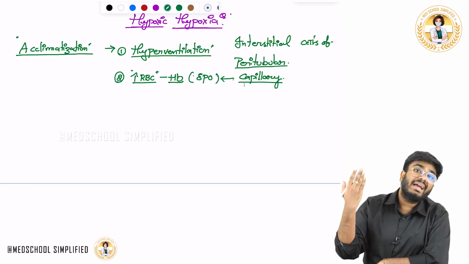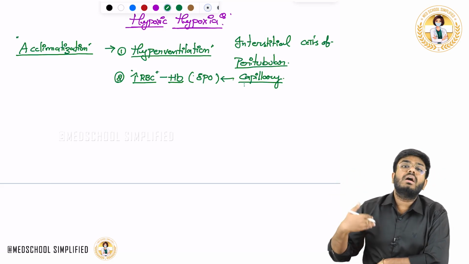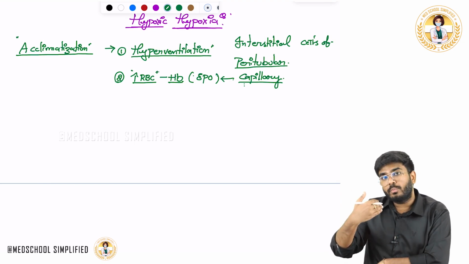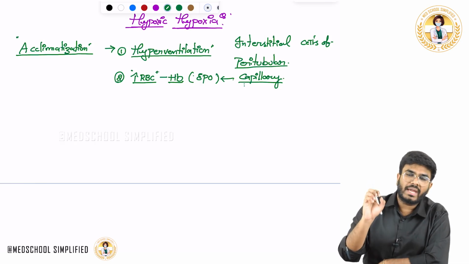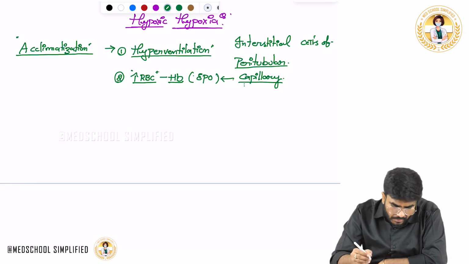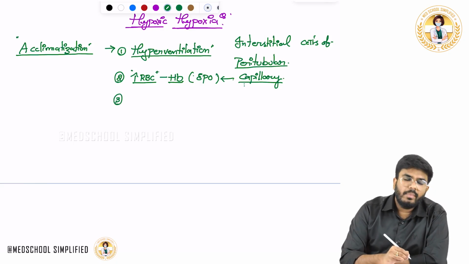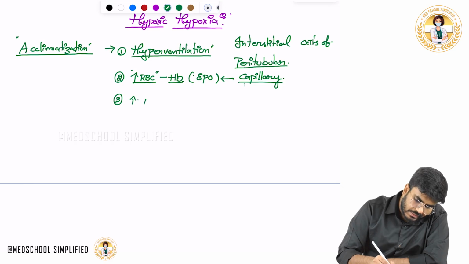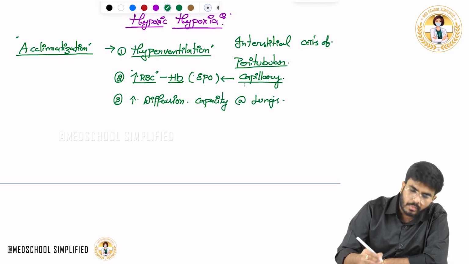So when you have decided to live at high altitudes, in high terrains, the RBC count in you compared to me is going to be more, because more RBCs means more hemoglobin is going to catch more oxygen. Next, what else will happen is there will be an increase in the diffusion capacity at the level of lungs. The first two are more important.